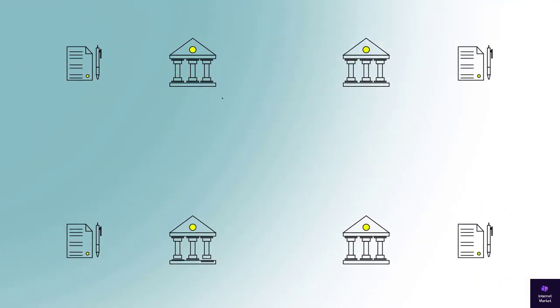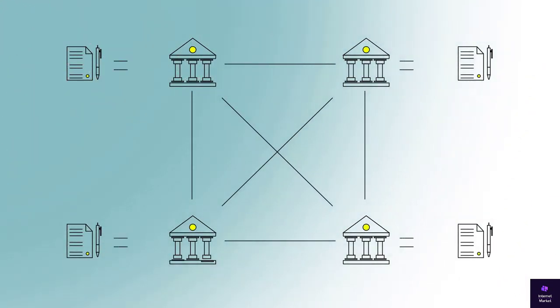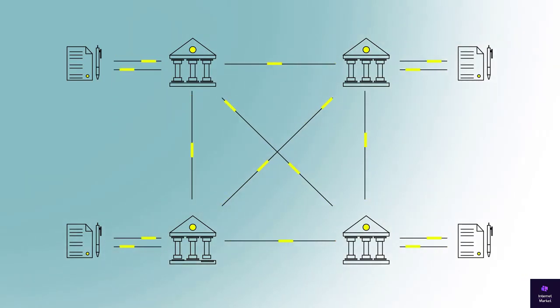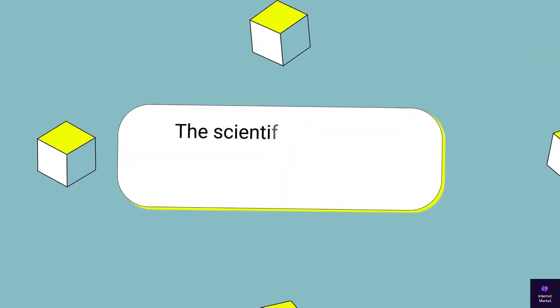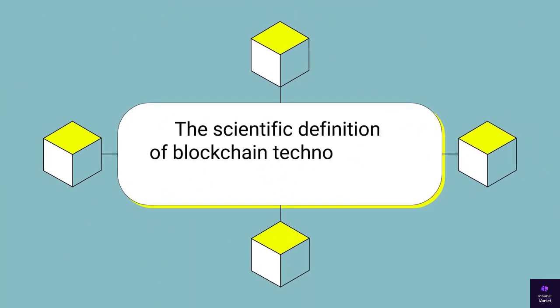DLT is commonly used to refer to a distributed ledger technology. Blockchain is the first efficiently working and fully implemented example of DLT. However, these concepts are not synonymous. Blockchain is one type of DLT and serves only as a subcategory of a broader concept. The scientific definition of blockchain technology is a replicated distributed database.